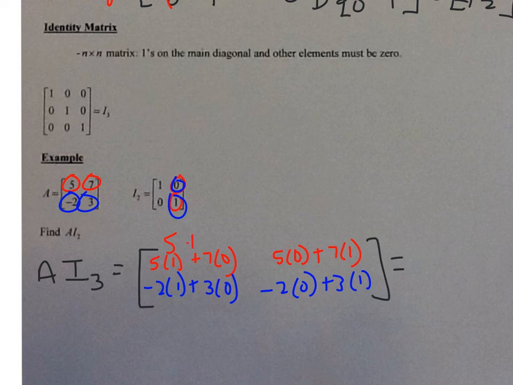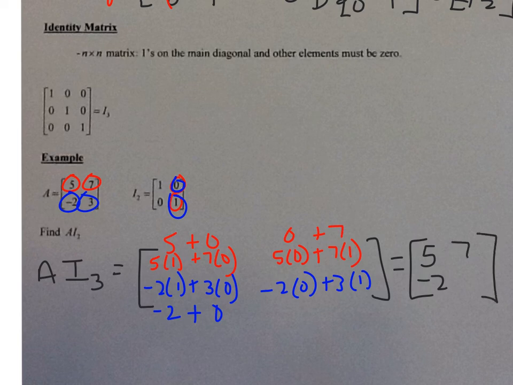Okay, so I have 5 plus 0 here is 5. And then I have negative 2 plus 0 is negative 2. And 0 plus 7 is 7. And 0 plus 3 is 3. So notice I got matrix A back.